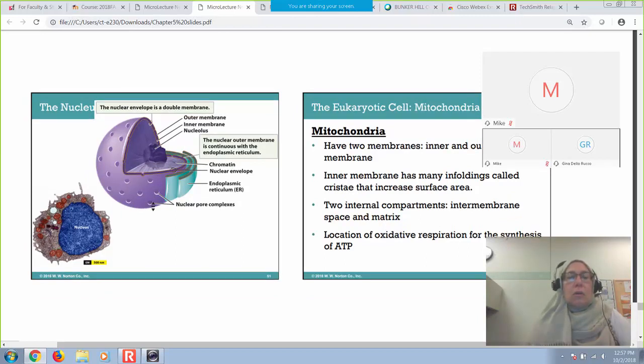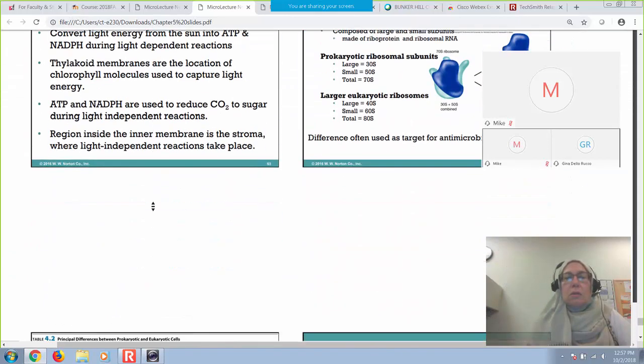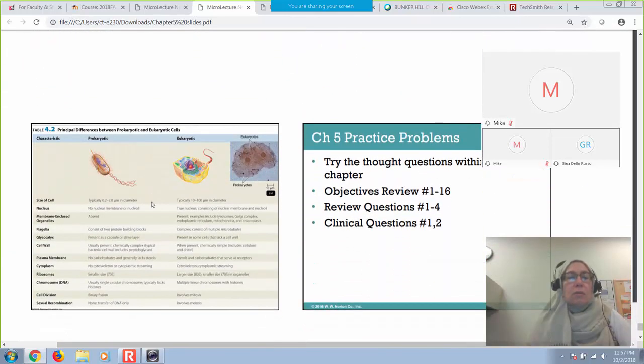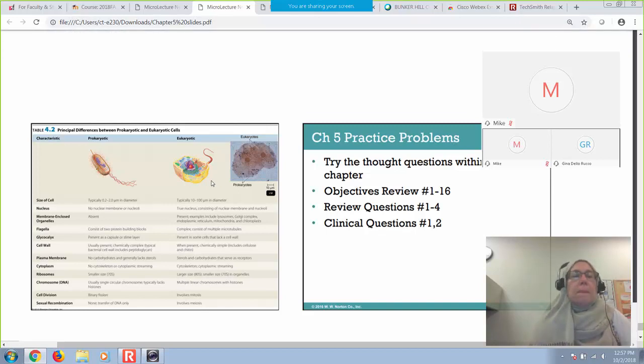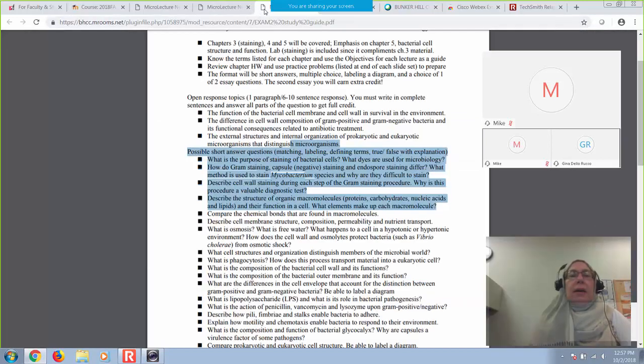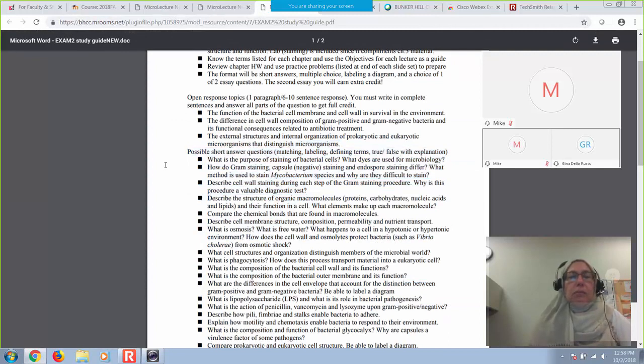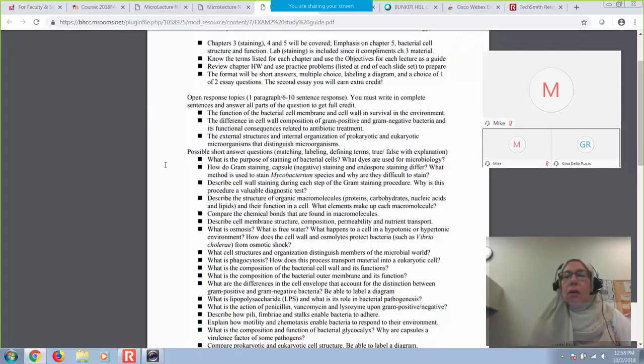That's all I want to say about prokaryote versus eukaryote. There's a nice summary table here from another textbook that helps to highlight some of these key differences between prokaryotes and eukaryotes. All right, so back to our study guide.